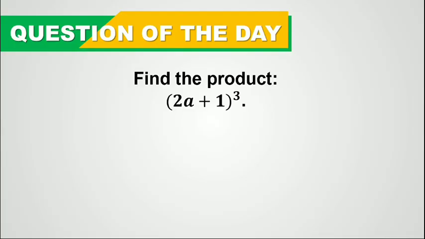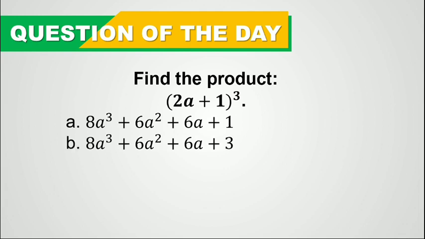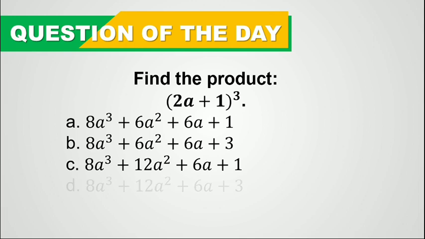What is the product when you cube the binomial 2a plus 1? Is it letter A, 8a cubed plus 6a squared plus 6a plus 1? Or letter B, 8a cubed plus 6a squared plus 6a plus 3? Or letter C, 8a cubed plus 12a squared plus 6a plus 1? Or letter D, 8a cubed plus 12a squared plus 6a plus 3? What is your answer?